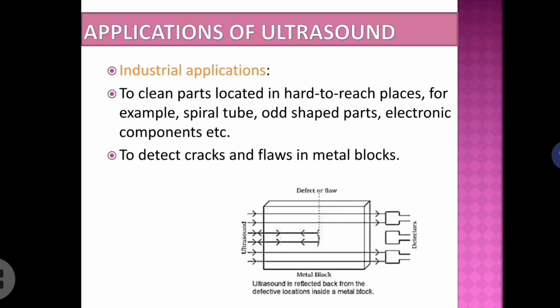So, with an ultrasound technique we can detect those cracks and flaws. You can see from the figure, ultrasound waves are passed through such a heavy metallic block, and if there is any crack, the ultrasound is not able to pass through that portion, and the receiving end will not detect any ultrasound. Hence we conclude that there is some problem or fault in that particular portion.